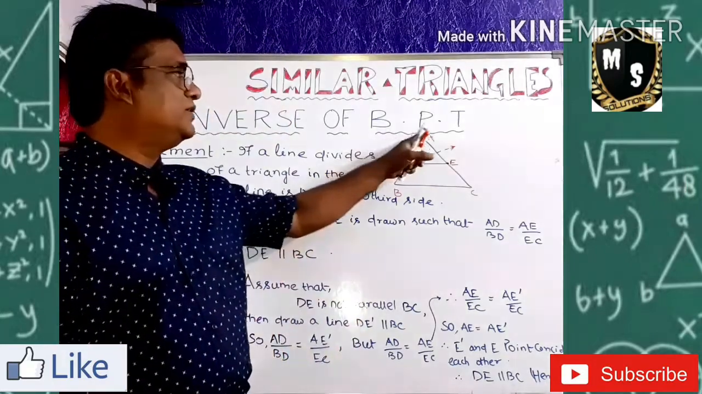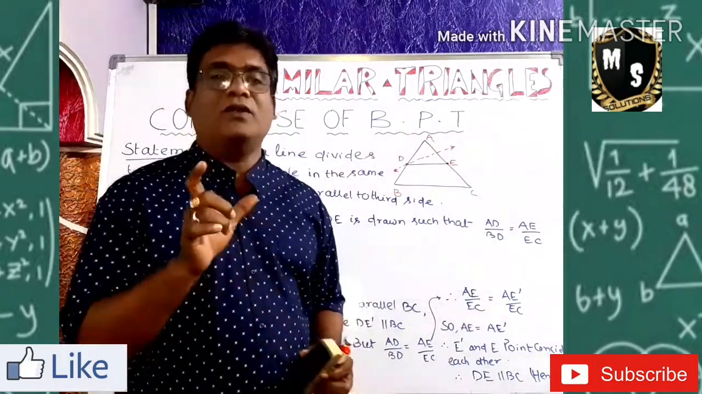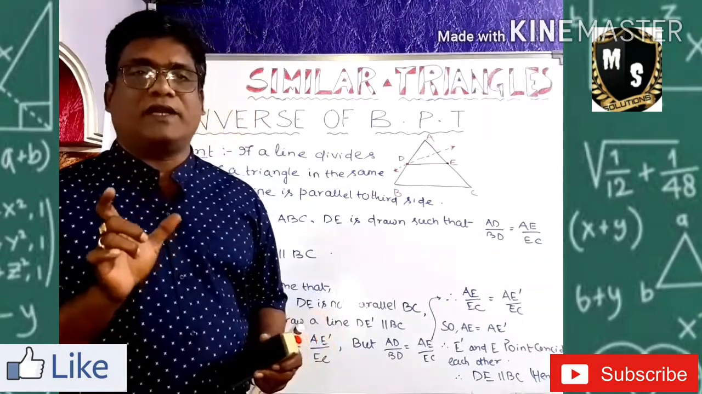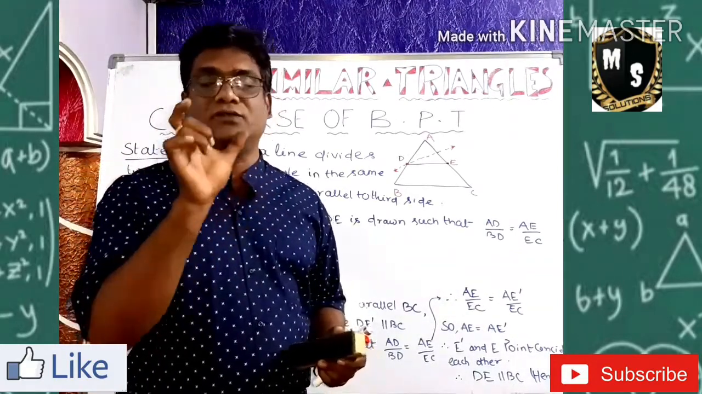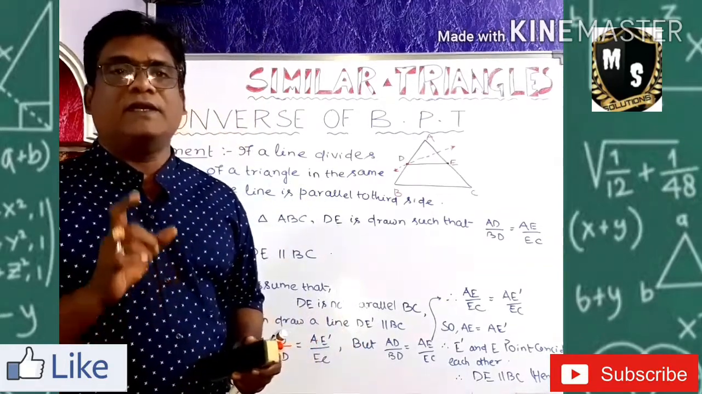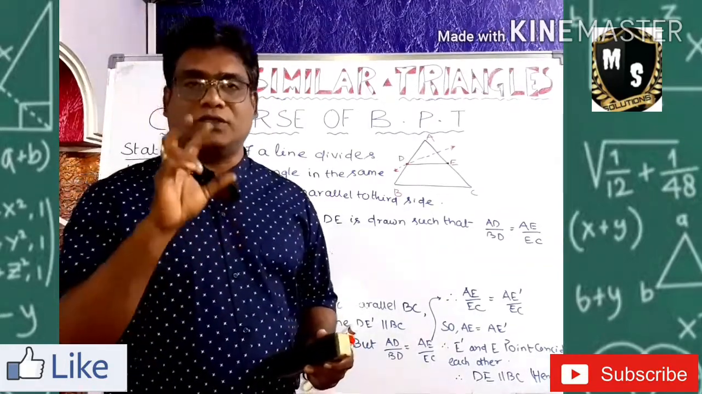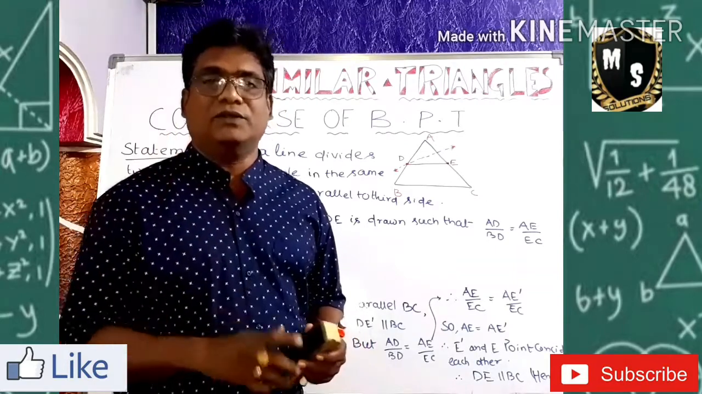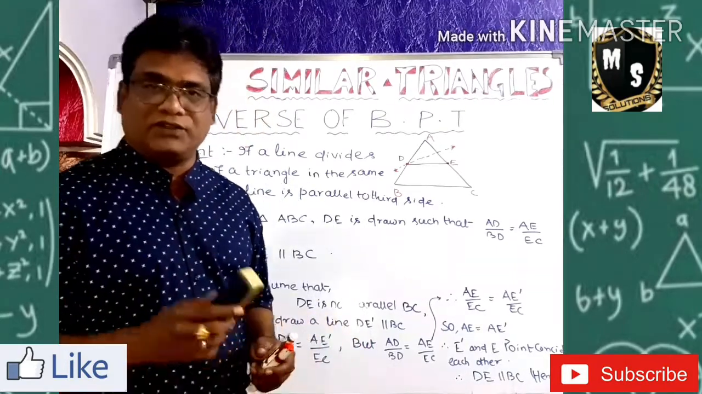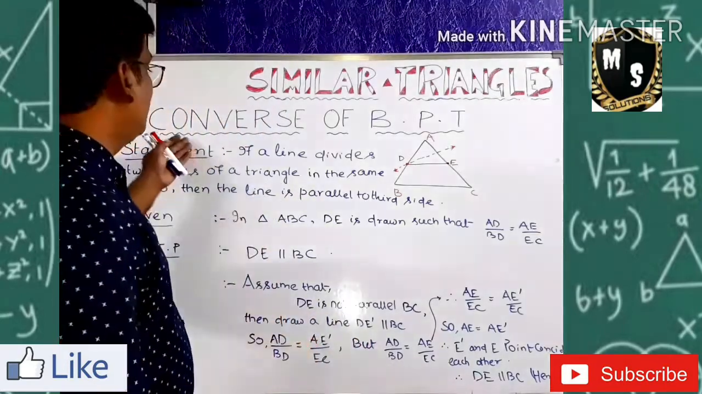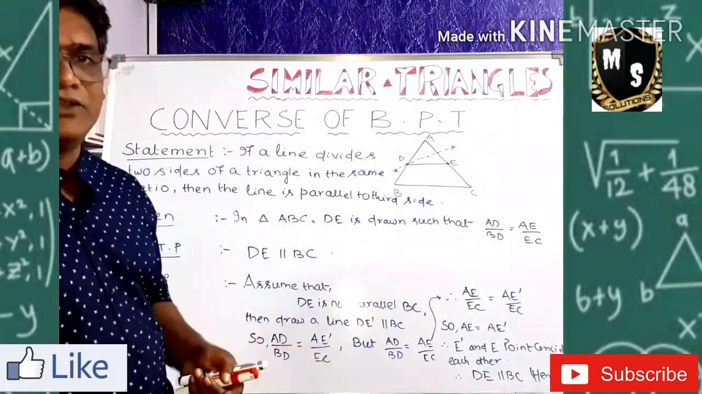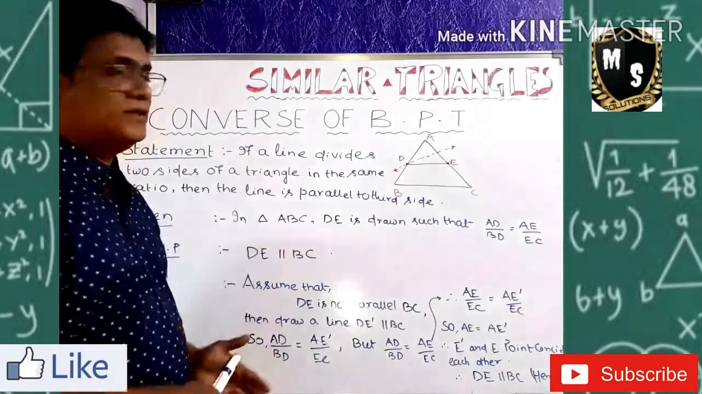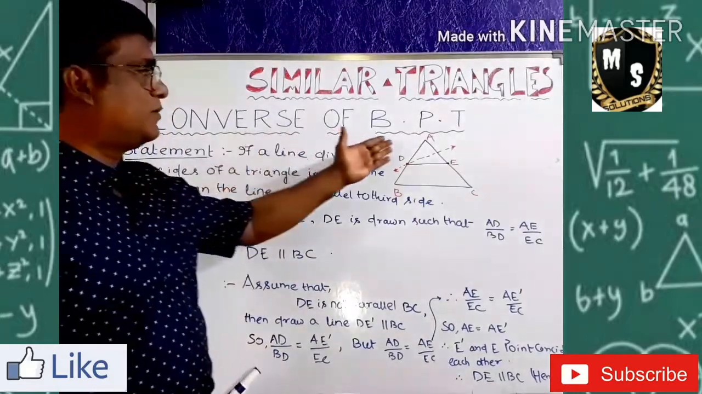The basic proportionality theorem: if a line is drawn parallel to one side of a triangle and it intersects the other two sides in two distinct points, then definitely the other two sides will be in the same ratio. That is called BPT, the basic proportionality theorem. And today you are going to learn about the converse of the basic proportionality theorem. So let's learn it.